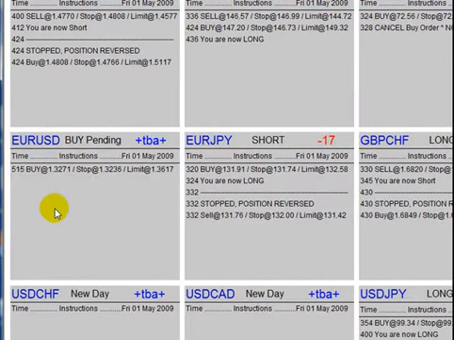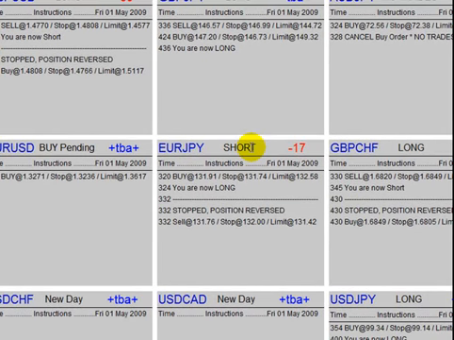Okay, so I seem to remember that the Euro US dollar gave us a pending buy order which we would place in the market at 132.71. Again we place a stop at 132.36 with a reversal sell trade.